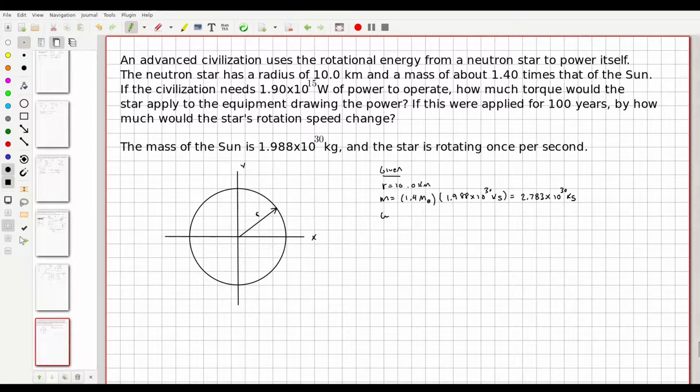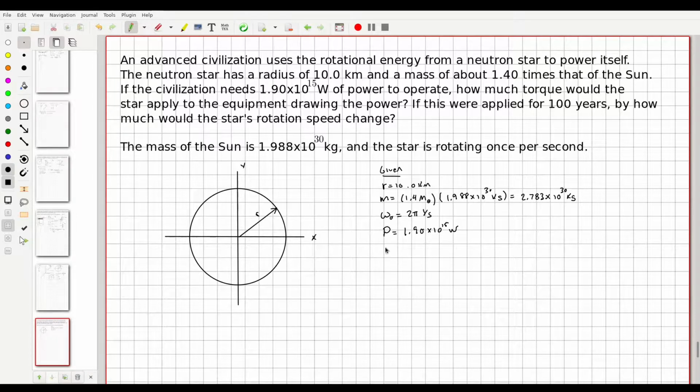We also know its initial rotational velocity, its angular velocity, is 1 rotation every second. So what that means is that it goes 2 pi radians every second. Now, we also know the amount of power that our civilization draws: 1.90 times 10 to the 15th watts.